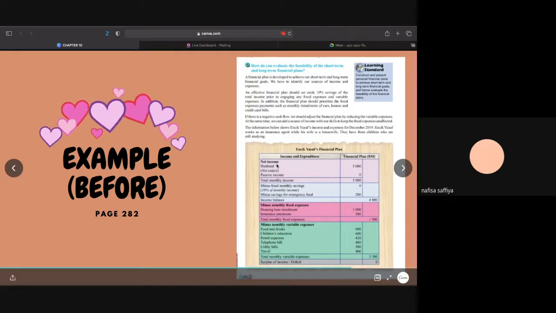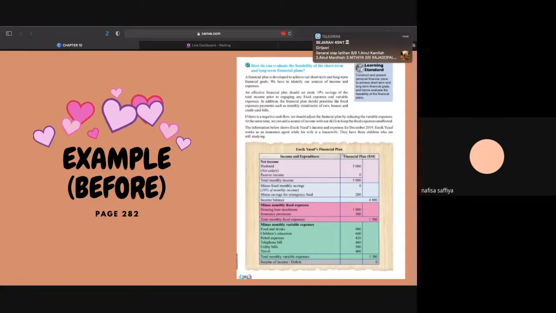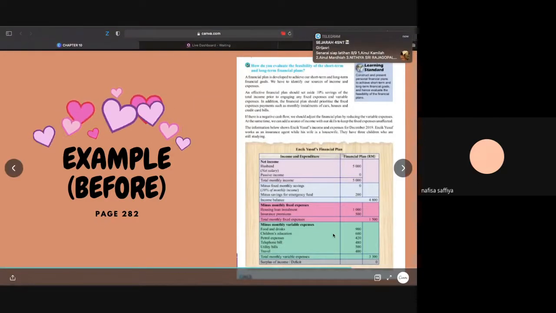So his net income monthly is 5,000 ringgit. And when you minus that with his monthly savings, then you have 4,800 ringgit, because the savings is 200 ringgit. And also you minus again with other expenses such as housing loan and insurance, that will cost up to 1,500. And then you also have to minus his monthly variable expenses, and that includes food and drinks, his children's education, petrol, telephone bills, utility bills, and some bills for traveling. And that will include 3,300. So the surplus of his income is RM0.